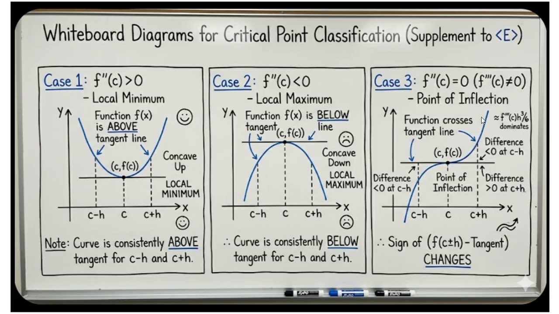If the odd order derivative is not 0, for example if the first and second order derivatives are 0 and the third order derivative is not 0, you can get the point of inflection. This is how we can understand the things.